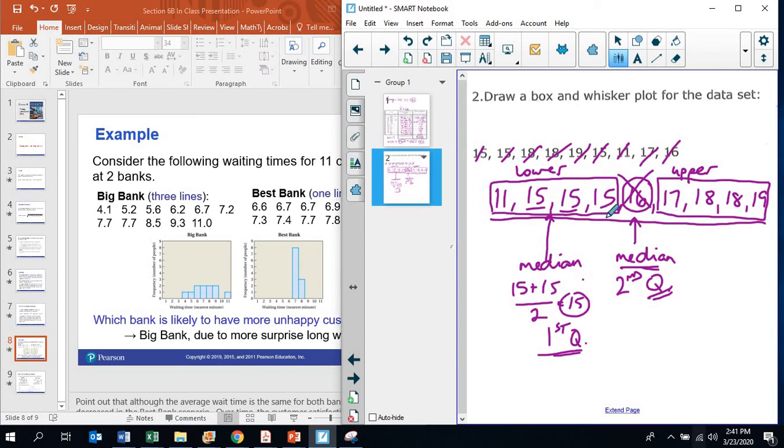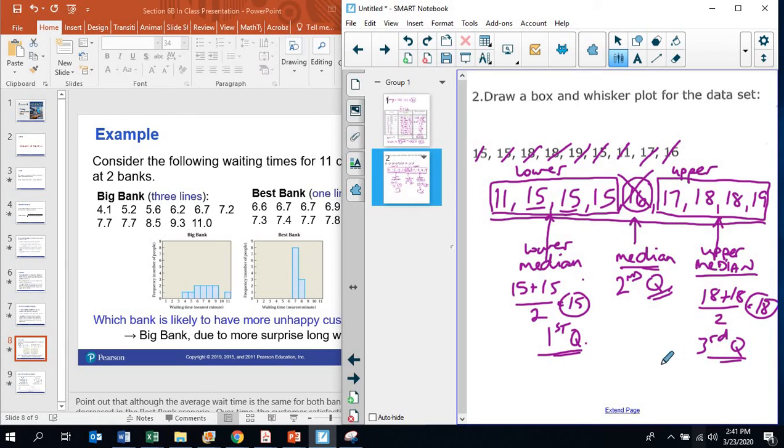Here's your first quarter, your second quarter, and now in your upper quartile, we have the same issue, the median of the upper half, right? So we'll call this the lower median, and we'll call this the upper median, also known as the first, second, and third quartiles. And so we take 18 plus 18, just like we did before, divide by 2 and get 18. And so 18 is our third quartile.